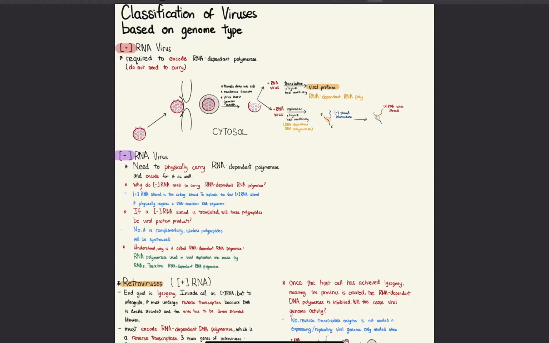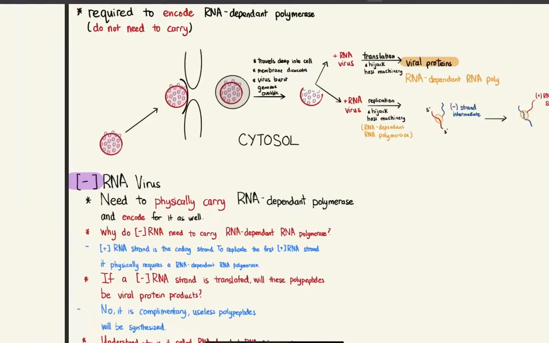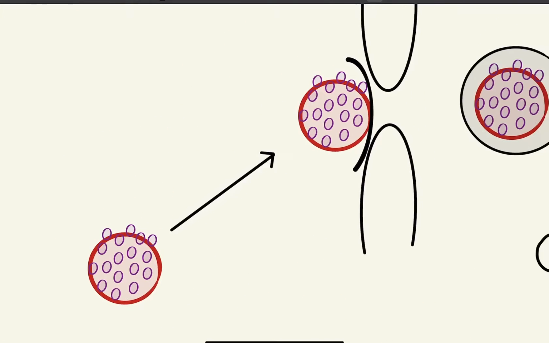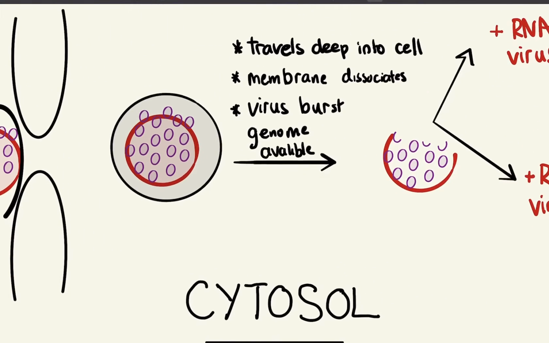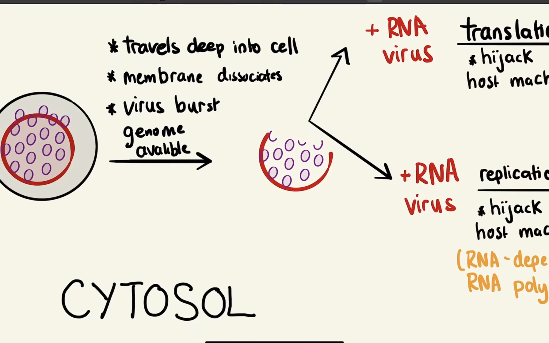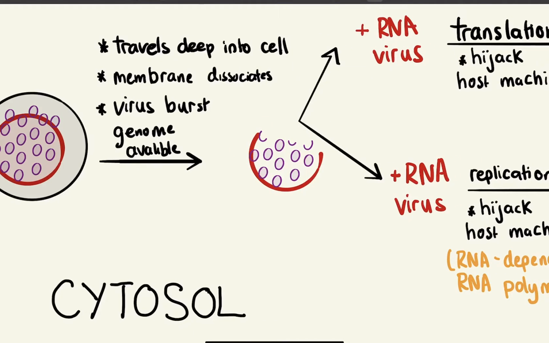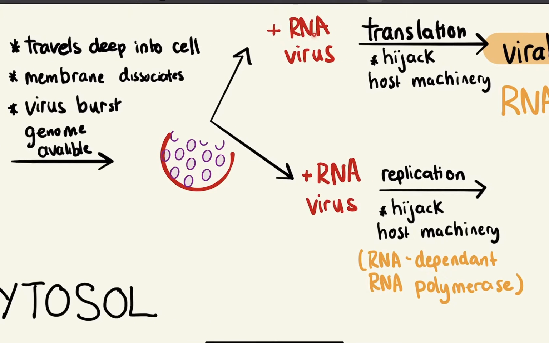So you might be watching and wondering, what's a positive RNA virus and what's a negative RNA virus? Don't be worried about what that is, because we're just about to find out. So here is a virus that's going to infect a host cell. It infects it through endocytosis, and now it's traveling deep into the cell. When it's deep in the cell, it will burst and make its genetic material available. And we find out that it's a positive RNA virus.